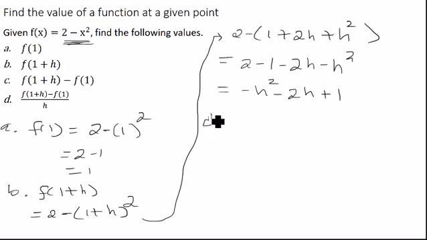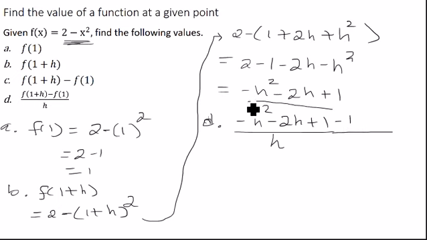Now I want to divide this quantity by h in part D. So part D, just after doing all of this, is basically the combination of all of these things with one more step. So it's going to be negative h squared minus 2h plus 1 divided by h. And then of course I just divided f of 1 plus h by h, but I have to do the minus f of 1 also, so there's a minus 1 here.